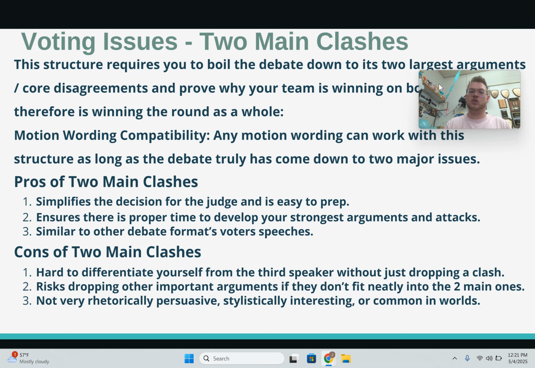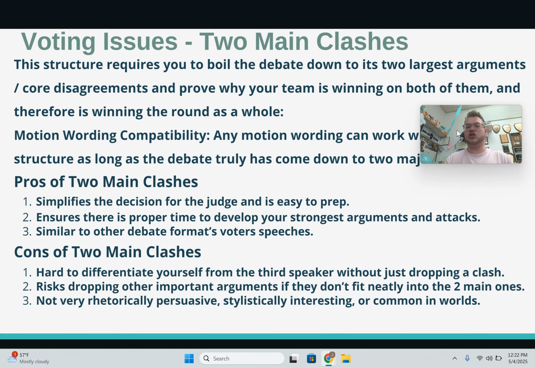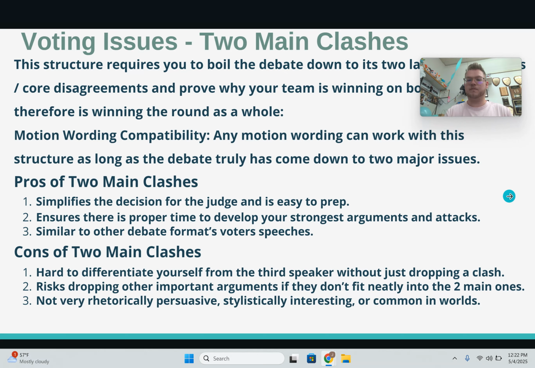The reasons I don't like this structure is because it's really hard to differentiate yourself from your third speaker without just dropping a clash or making it seem like your third speaker picked 3 clashes when they really only needed 2. You also risk dropping really important arguments that don't fit cleanly into the 2 main arguments. And it's not very rhetorically persuasive, stylistically interesting, or common in world schools debate. So World Schools judges might not like it as much.